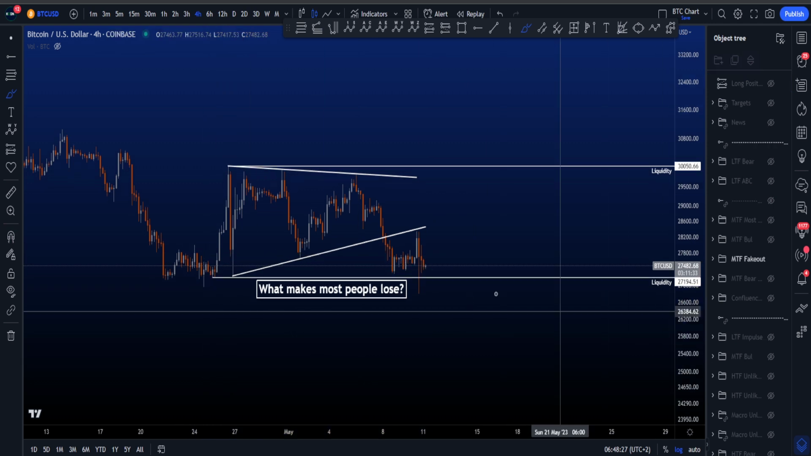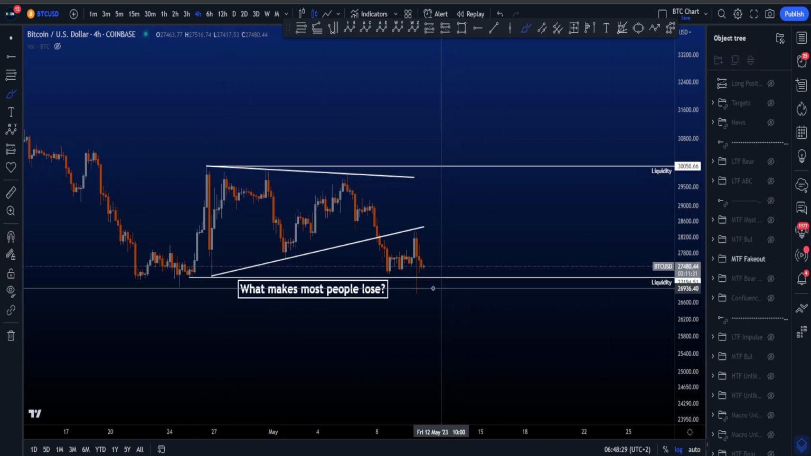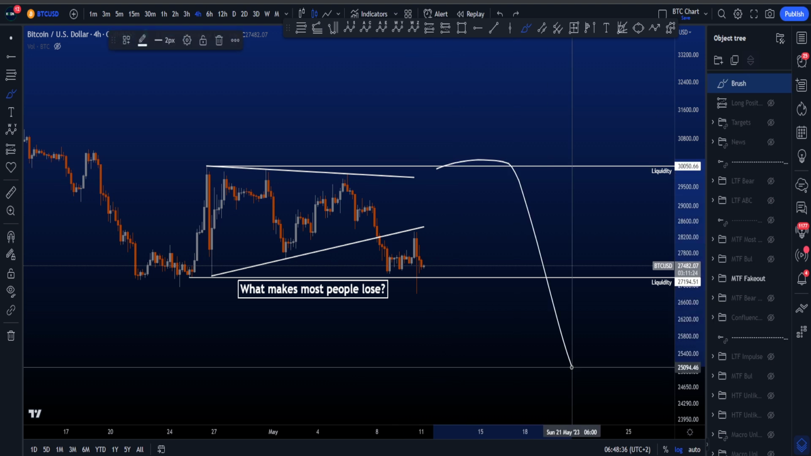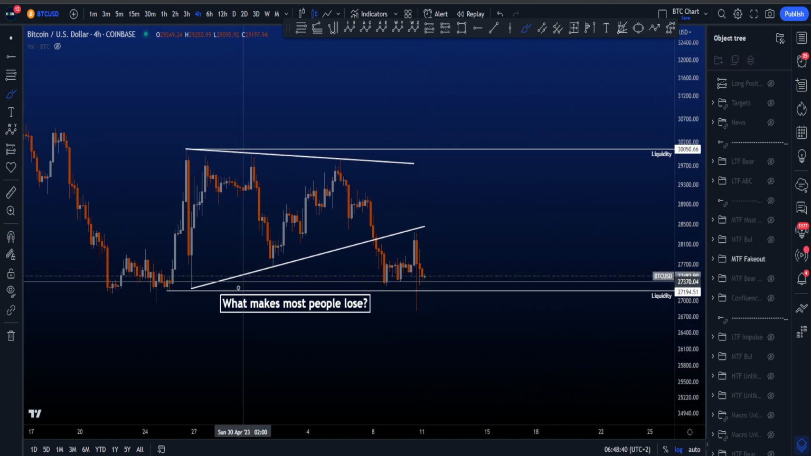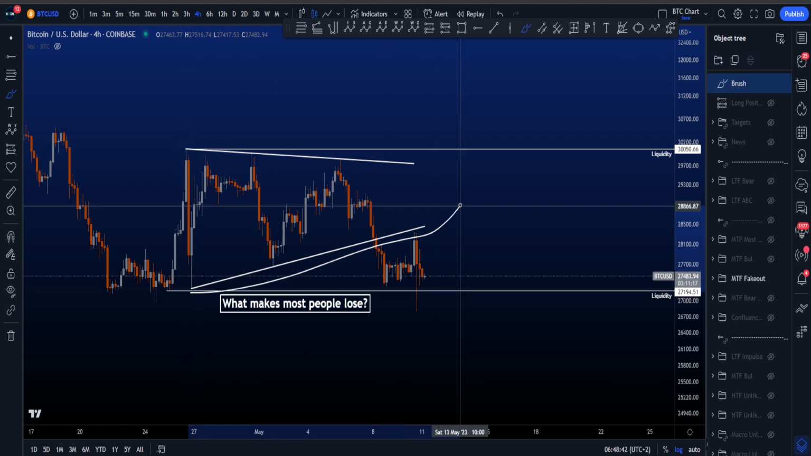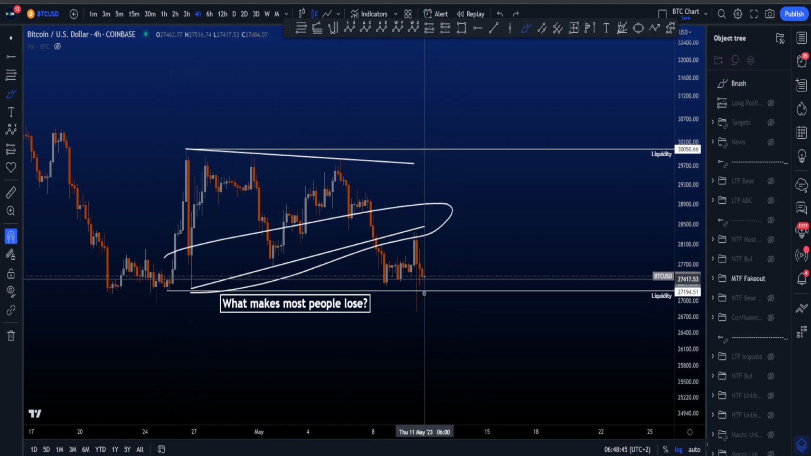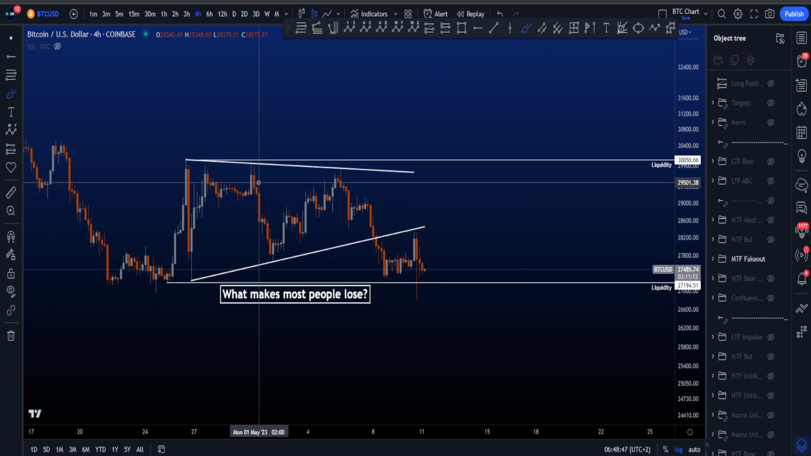Well, actually a little addition to what makes most people lose. First, stopping out all the longs, moving price to the upside to stop out all the shorts, and then moving it down again. That's what makes most people lose, of course. So we were looking at this triangle over here, where beginning traders usually learn about trend lines and patterns. And if you pull some trend lines, you will see a triangle.